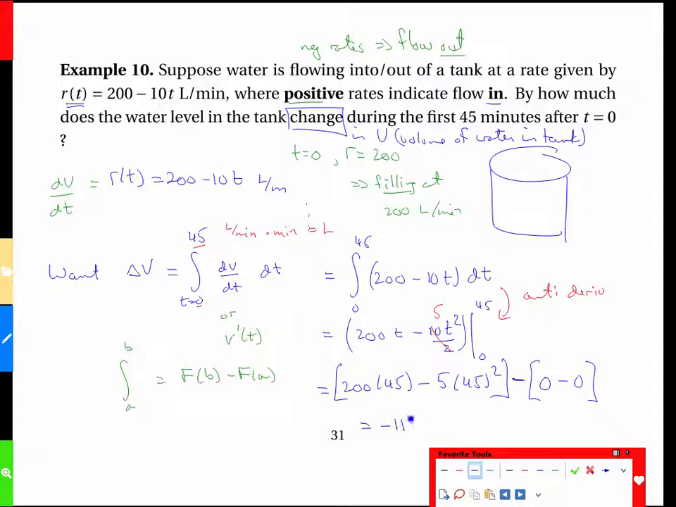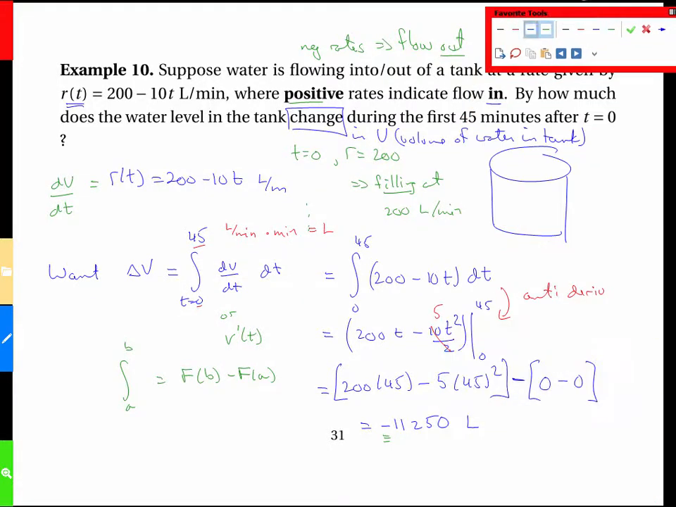And we get 11,250 liters. And we have a negative value overall for this. So that's an interesting change. But again, if we look at the rate and how we interpreted that, as time gets bigger, the rate is eventually going to be negative, 200 minus a bigger and bigger number. And if the rate is negative, that translates to flow out of the tank. And so what this translates into is a simple loss of 11,250 liters from the tank.